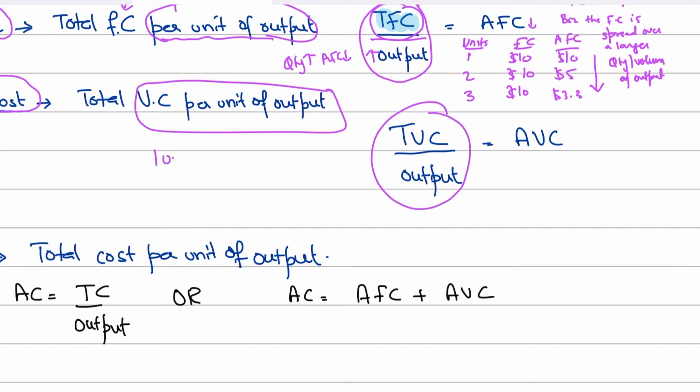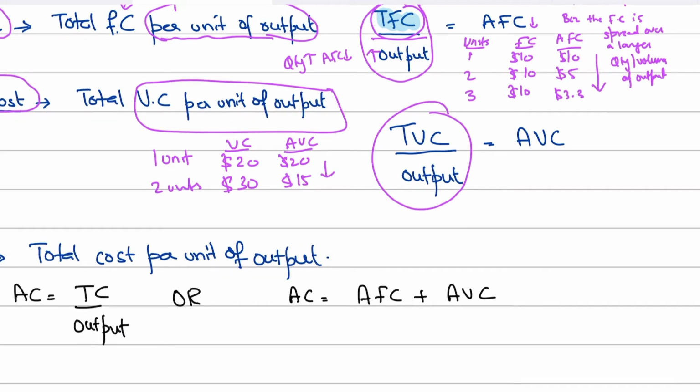So let's suppose if you produce 1 unit, your variable cost is, let's say, $20. If you produce 2 units, let's say your variable cost is $30. So the average variable cost would be 20 over 1, that is 20, and then 30 over 2, that is $15. So you see that the average variable cost is falling.